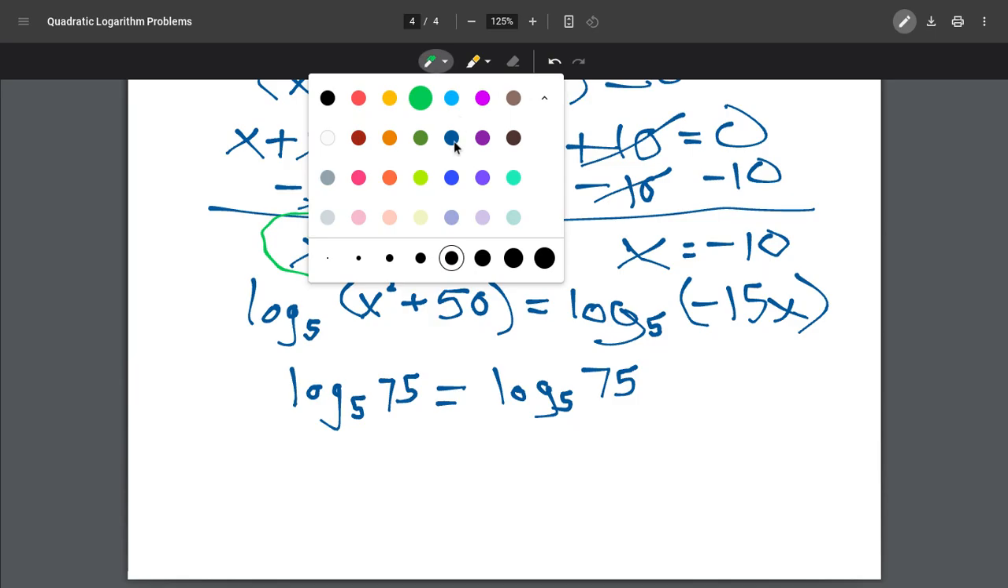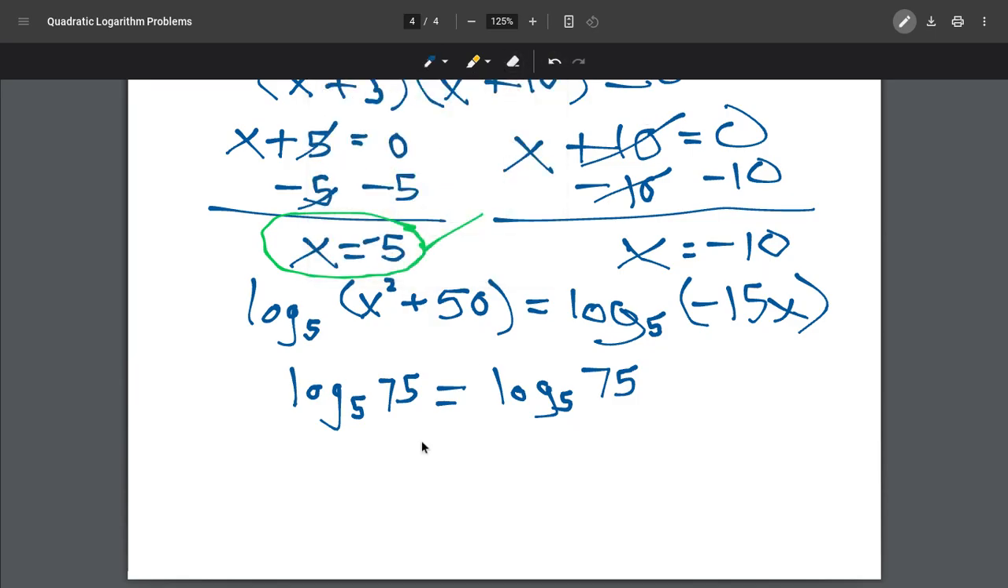Okay, let's try with negative 10. So if we do negative 10 squared, that's 100 plus 50, so that's 150. And then negative 15 times negative 10 is also positive 150. So x equals negative 10 also works. So 2 solutions work in this one.